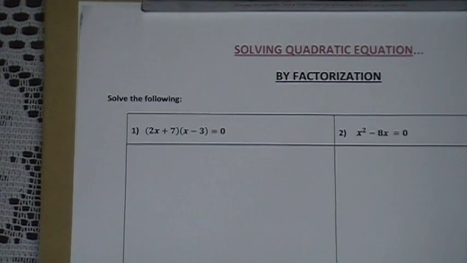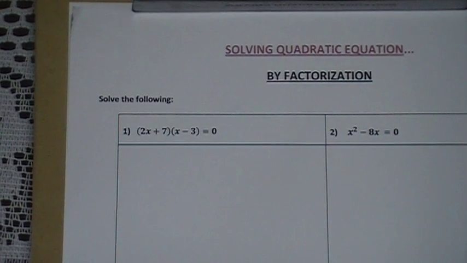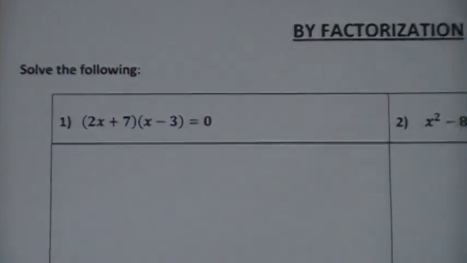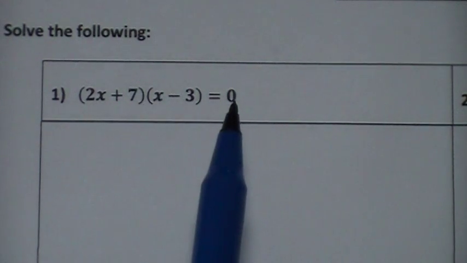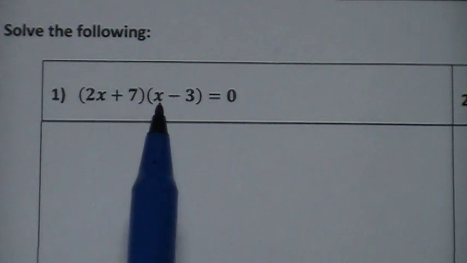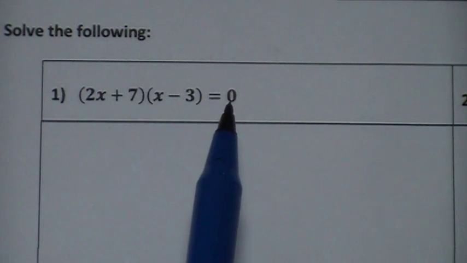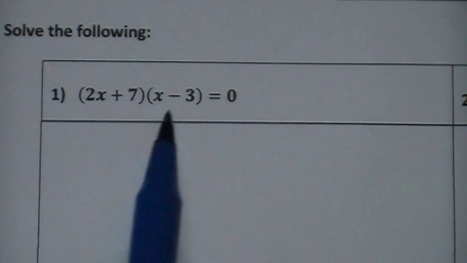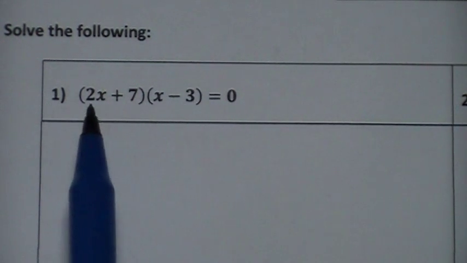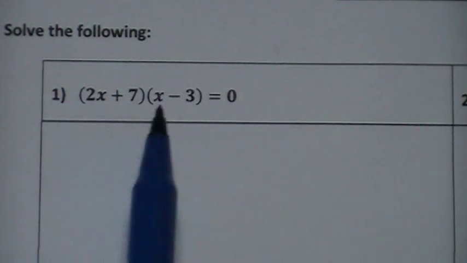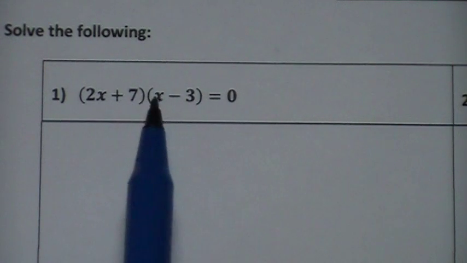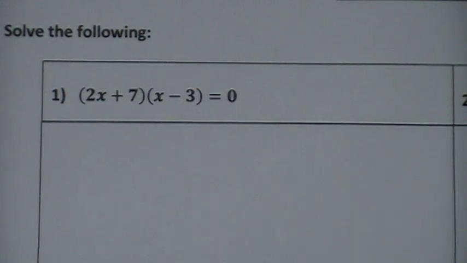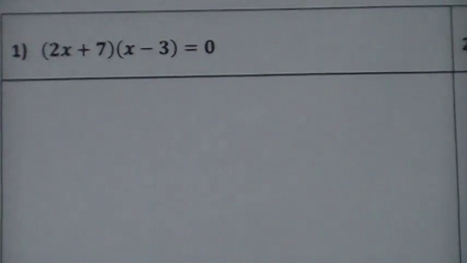Okay, so we're solving quadratic equations by factorization. And the first example we're looking at, you will notice that we have two binomials that produce 0. Now recall what we looked at the last time. We're multiplying two numbers and the product gives us 0. That means one of them must be 0. The left hand side is actually a quadratic that has been factorized. And because it's factorized, we have two factors multiplying to give us 0. That means one of them must be 0. So this is how we go about working the solution.